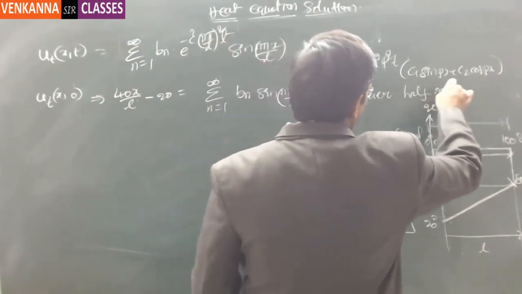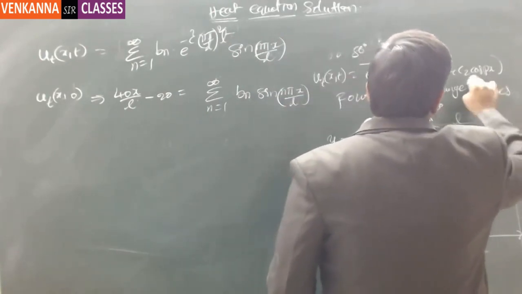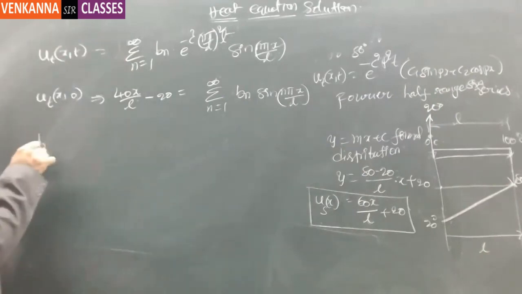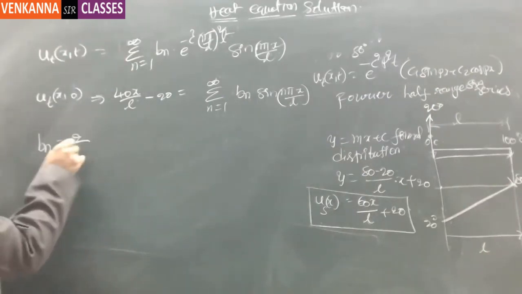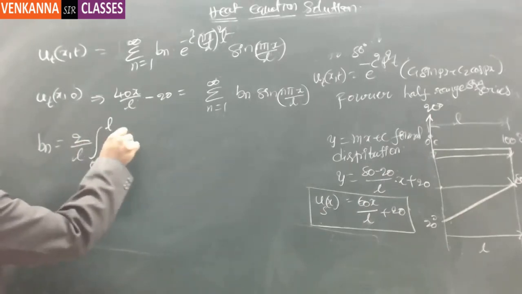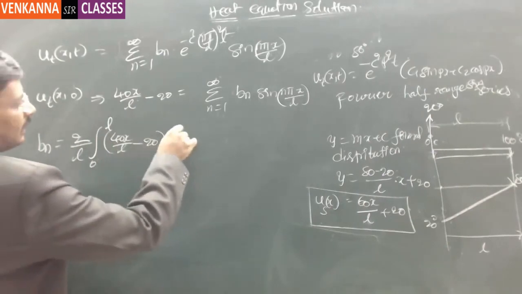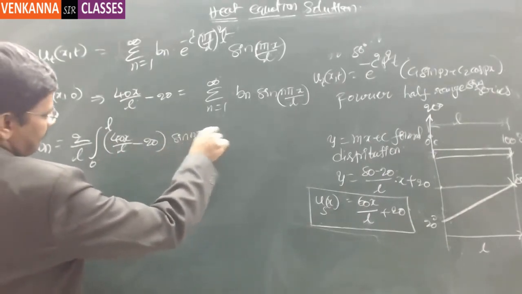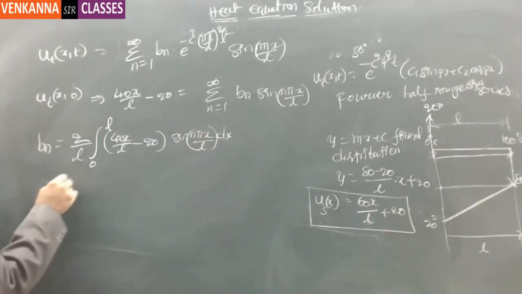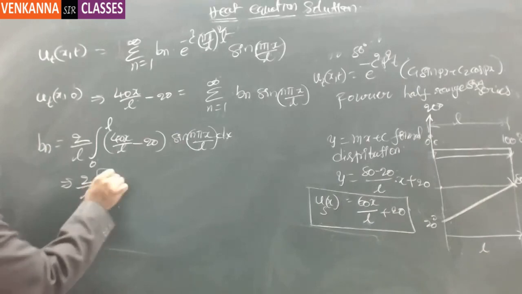Half range sine series. Now this bn value, you will be able to find out. bn is equal to 2 by L times the integral from 0 to L of (40x by L minus 20) into sin n pi x by L dx. So we need to do the integration of 2 by L times 40x by L minus 20.